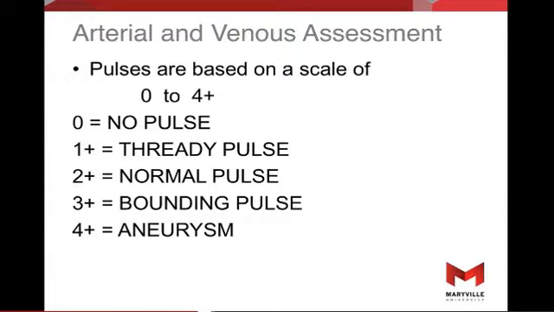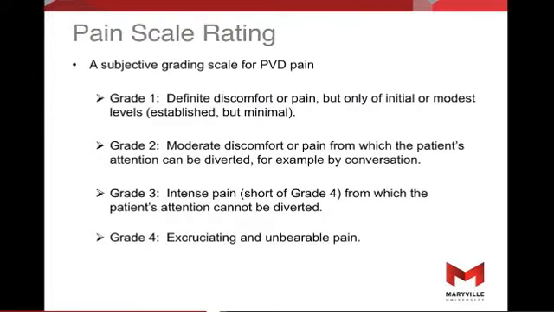This is a good review of arterial and venous assessments that we're used to on how we would grade a pulse, with 0 being no pulse and 4+ being that aneurysm past even a bounding pulse. And remember that most people are going to be about a 2+. And the pain scale for peripheral vascular pain, knowing the different grades between a grade 1 and a grade 4, will help us determine the severity of the disease process.